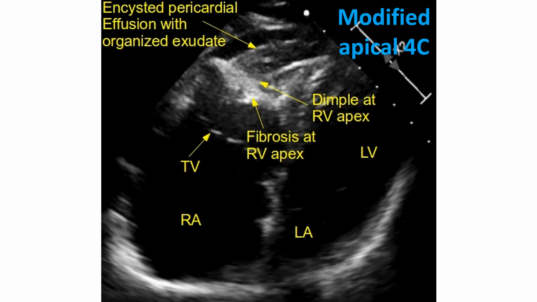Another image from a modified apical four-chamber view shows the characteristic dimple at right ventricular apex due to the fibrotic process along with a small encysted effusion nearby. The long-standing exudate in the pericardial space has been organized into a clot-like structure. Dilated right atrium and the fibrosis at RV apex are visible.